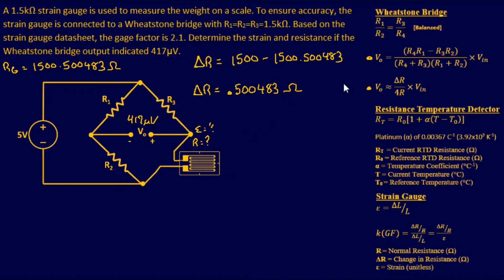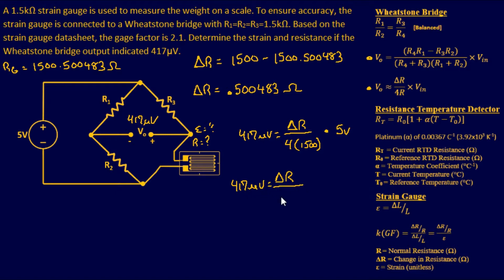So let's just say we didn't know this value at all. Let's just say we wouldn't go through this big long equation. It's going to look something like this. It's going to be V out, which is 417 microvolts, equals, and we don't know the difference yet. We know what the R is. We know it's 1500, because when it's balanced, every resistor is 1500, and then times our Vn, which is 5 volts. Doing a little bit of math here.